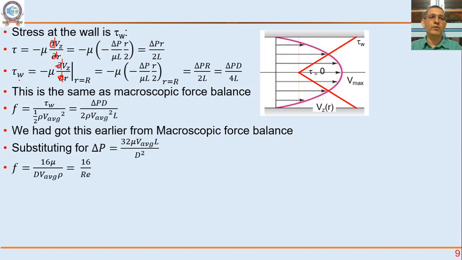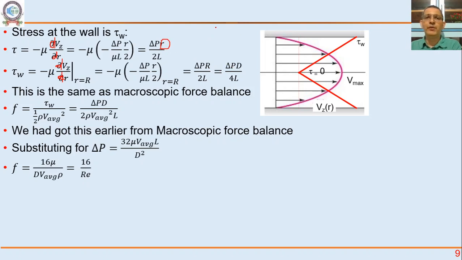What is the force at the wall? The stress at the wall will be when this r is equal to capital R, which means I am substituting r equal to capital R here, which gives delta p R by 2l. If I substitute this R in terms of d, it is delta p d by 4l.